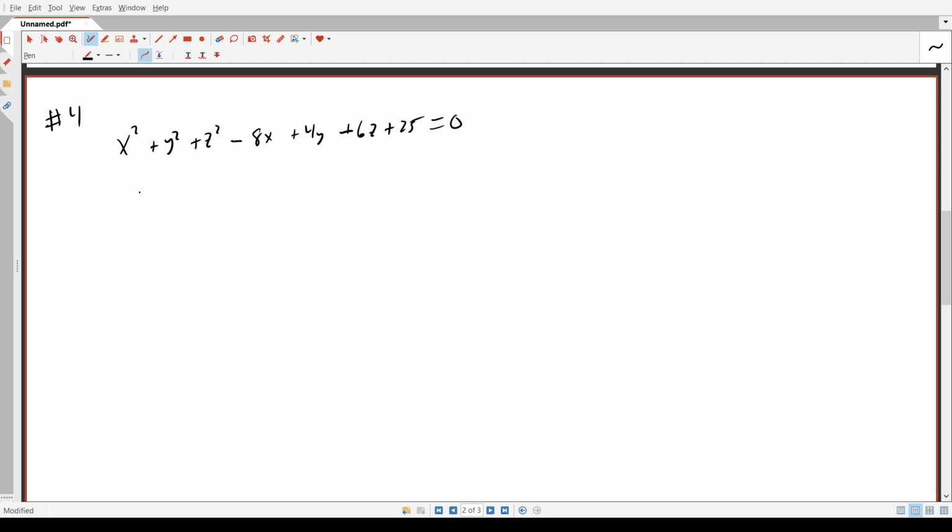So to do this, we just start completing the square. So I have x squared minus 8x. So I need to add something. I'll come back to that. Plus y squared plus 4y, leave a gap, plus z squared plus 6z, leave a gap, equals -25. 1/2 of -8 is -4 squared, so I add 16. 1/2 of 4 is 2 squared, I add 4. And here I add 9.